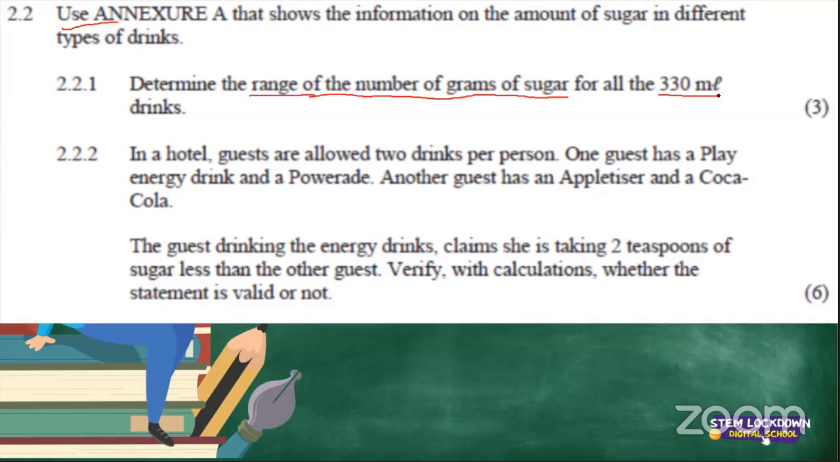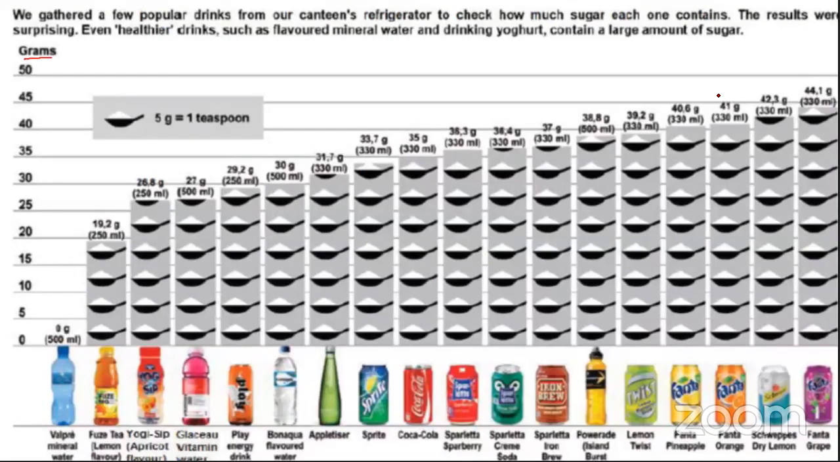So let's go back to our annexure or our table or graph or diagram. You can see some are 500 mils, some are 250 mils, but others are 300 mils. So I'm only looking at those that are 300 mils, right? Just to assist you a bit. This one is 300 mils. This is also 300 mils. So I'm just underlining all 300 mils. So I want you guys to determine the range of grams of sugar. I'm giving you a minute for number one, right?